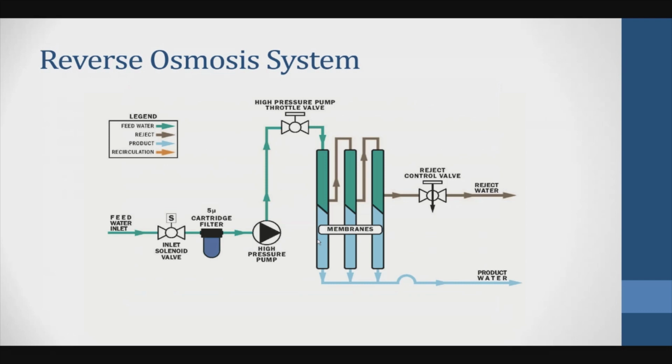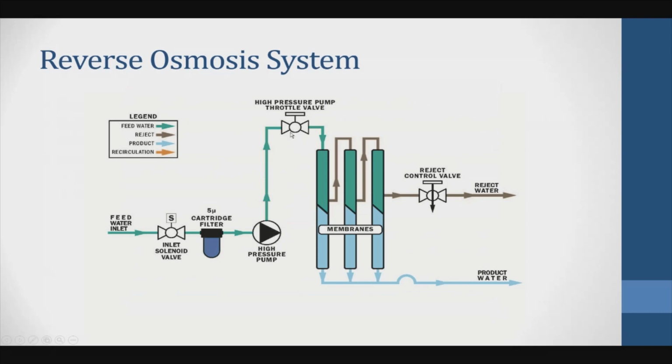Now we're installing a high pressure throttling valve after the high pressure pump, or instead of the valve, sometimes we install a variable frequency drive, a VFD, to control the pressure of the pump. Installing a VFD here would reduce the speed or increase the speed of the pump, so there is no need for a throttling valve if the VFD option is included.